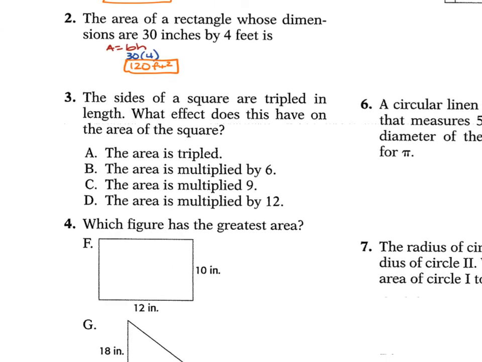Three said the sides of a square are tripled in length. What effect does this have on the area of the square? So let's just say your side length is 2. If it's tripled, that's 2 times 3, which is 6. Okay, well, 2 squared is 4, 6 squared is 36. So that means that your area is multiplied by 9, so that's C.